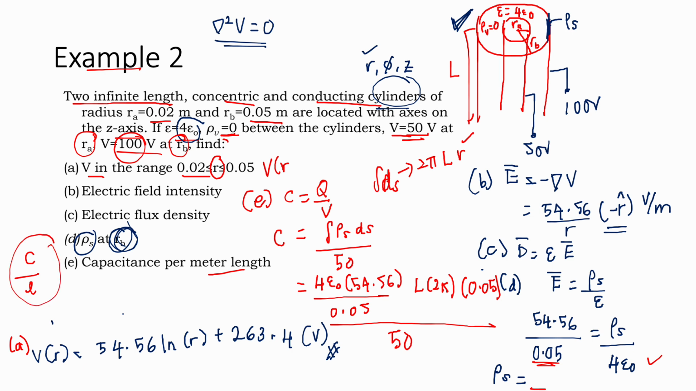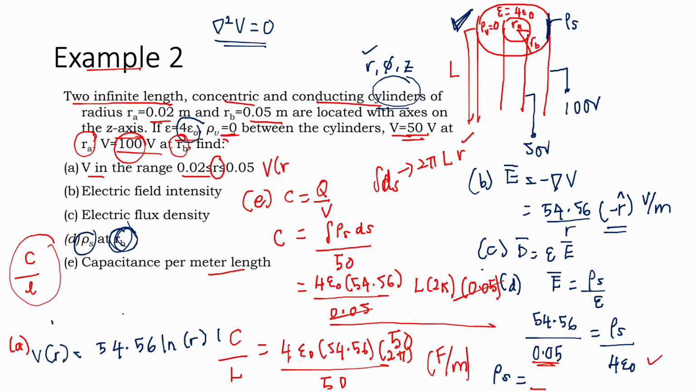They want the capacitance per meter length, so I have to erase this as well. It is going to be C over L, so the L can be cancelled. It will be 4 epsilon naught multiplied by 54.56, multiplied by 2 pi, divided by 50, and this is going to be farad per meter.